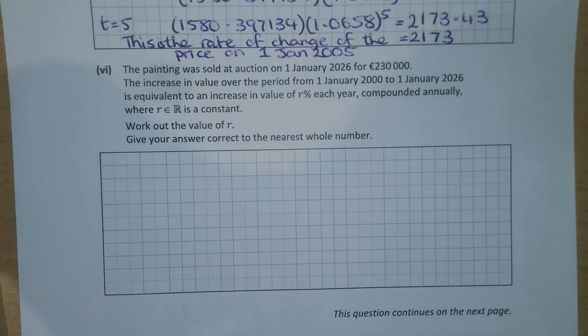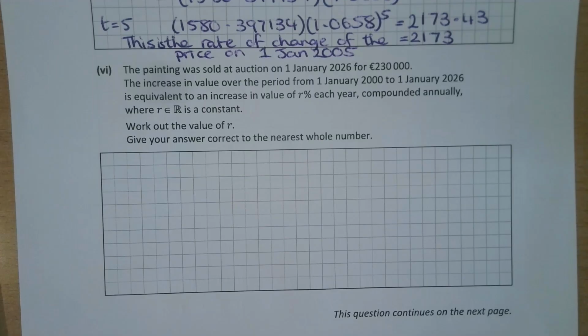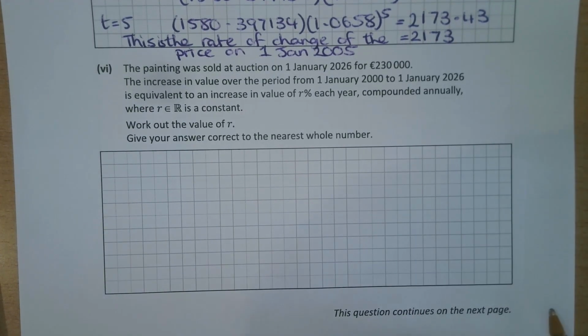At 6 here, we're told that the painting was sold in an auction on the 1st of January 2026 for €2,300. The increase in value over the period from the 1st of January 2000 to the 1st of January 2026 is equivalent to an increase in value of R% each year, compounded annually, where R is real and is constant. Work out the value of R. Give your answer correct to the nearest whole number. So with that, lots of information, take it bit by bit.